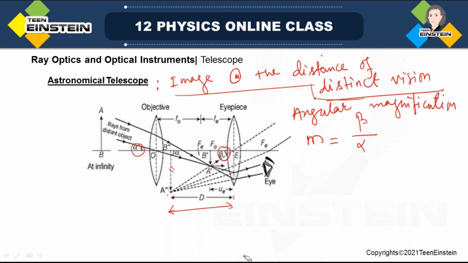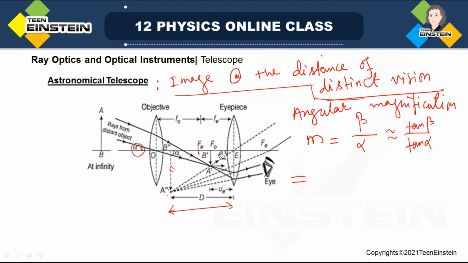This is the angular magnification as I defined. This is the ratio of the two angles. The angle in the numerator is the angle made by the image at the eye, when the image is produced at the distance of distinct vision. So this is the condition. So we can write this nearly as tan beta by tan alpha. Okay, now you can use the geometry over here.